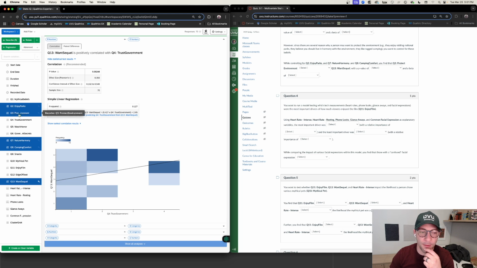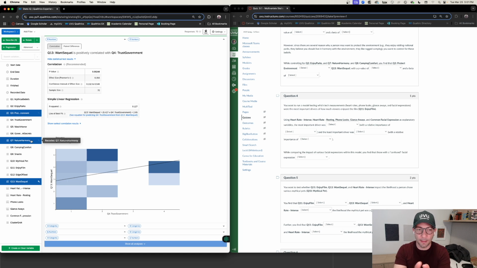It's almost as if we just ran these two together, it's almost as if we're saying, okay, what if nature harmony was the same for everybody? Everybody had the same belief of nature harmony. Then what would be the role of protect environment on want sequel? Okay, so we're holding these other variables constant, which can be pretty cool.